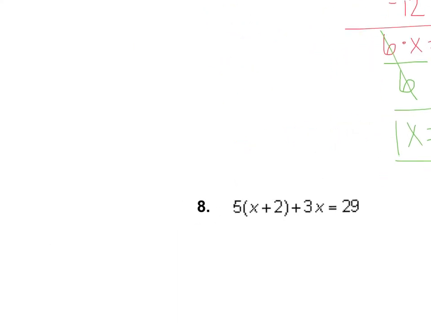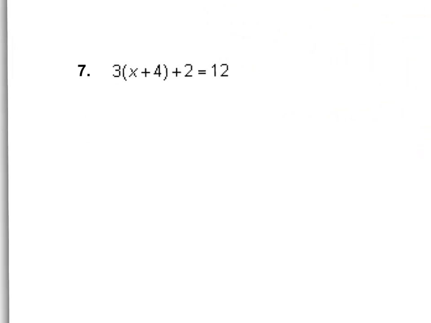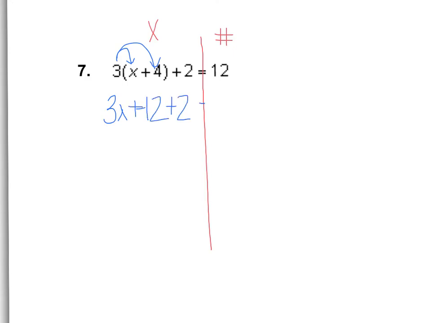Number 7. We have parentheses again. So we're going to draw our line down the middle. We want our x's on one side, our numbers on the other. First thing we need to do is get rid of our parentheses. 3 times x is 3x. 3 times 4 is 12. Bring down my plus 2. And the reason I just bring that down is because when my parentheses stops here, I stop distributing.